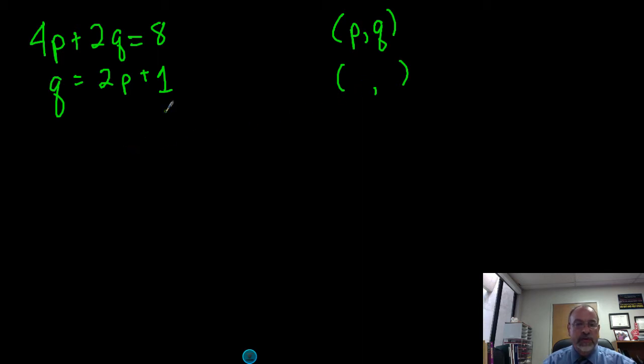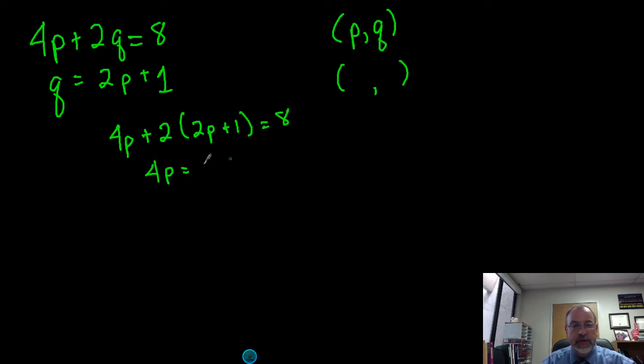Alright, I'll do this one real quick if you want to watch. If not, you can skip the rest of the video. But we're going to use substitution. It's already solved for Q, so I'm going to go ahead and put in 2P plus 1 for every Q value. And then we can simplify this.